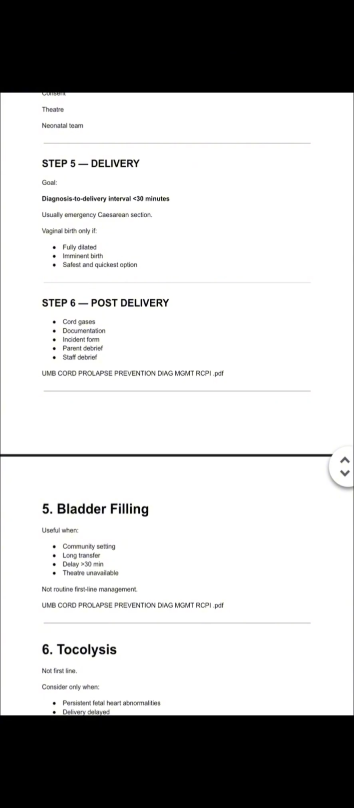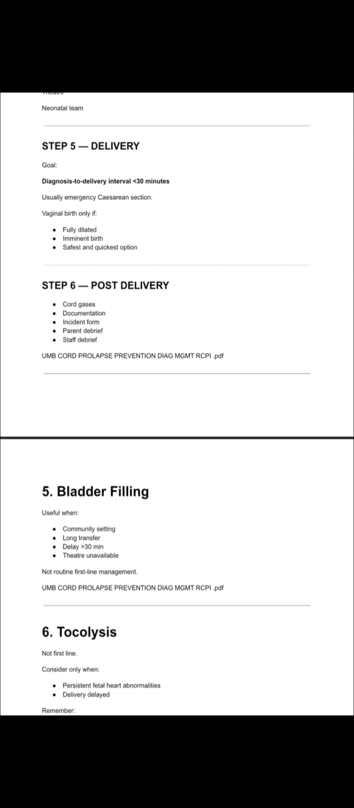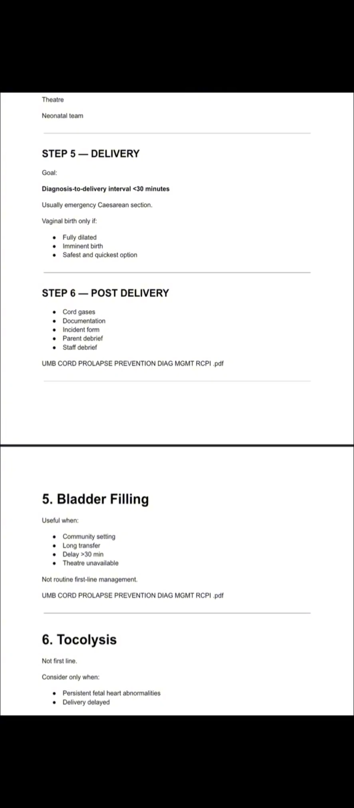Step 4 is preparing for delivery with IV access, consent, shifting to theater, and the neonatal team being on board. Step 5 is delivery. The goal is to keep the diagnosis to delivery interval to less than 30 minutes, as in any case of fetal distress. Usually, emergency cesarean section is needed, but vaginal birth only if the patient is already fully dilated and there is imminent birth, which is the safest and quickest option.